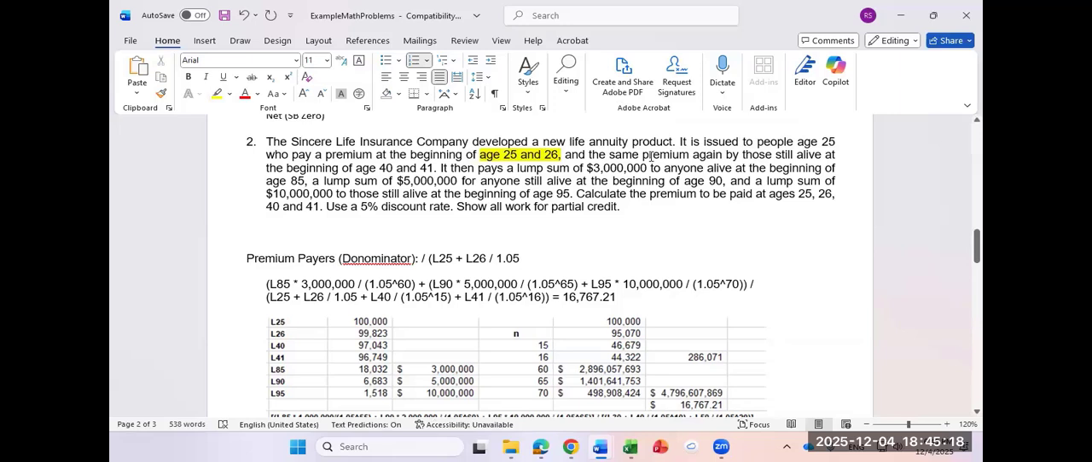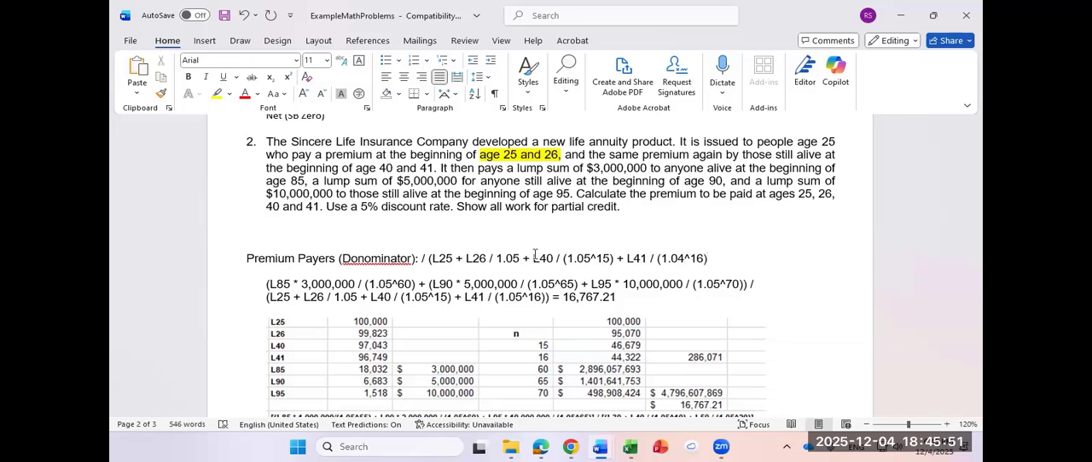25, 26. The same premium again at age 40 and 41. So now we're going to have what in the denominator? L40 and L41. So now the only question is, what do we raise it to? What did I say about L's? The issue age is 25. This is 40. So is it going to be 15 or 16? 15, right? 40 minus 25. And 41, you're going to divide by 1.04 raised to the 16.